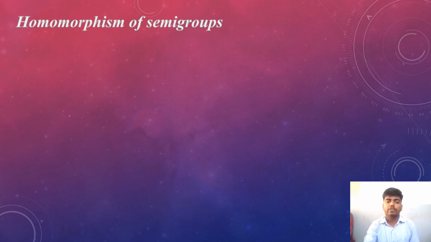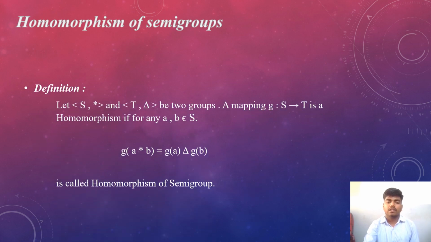Let's see homomorphism of semigroups. Let S comma star and T comma delta be two semigroups. A mapping g from S to T is a homomorphism if for any a, b belonging to S, g of (a star b) is equal to g of a delta g of b. This is called homomorphism of semigroups.